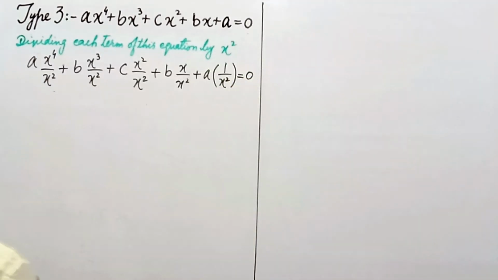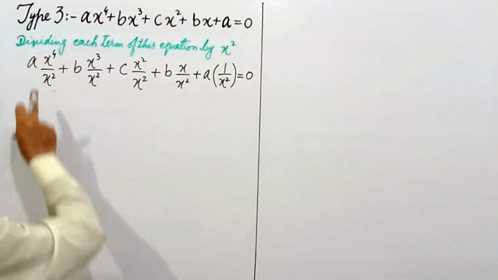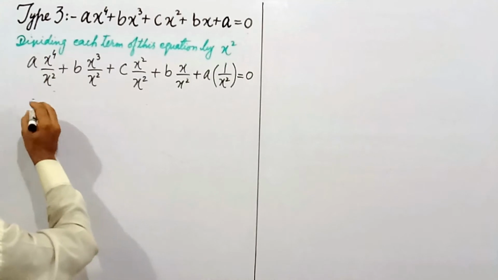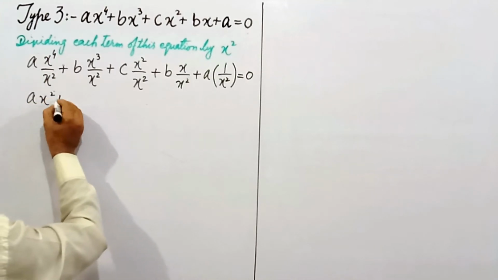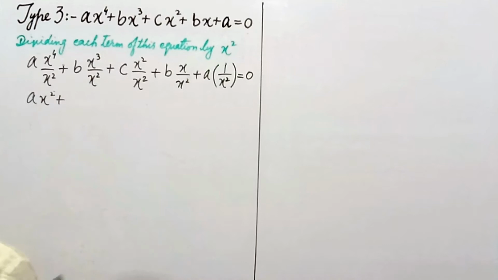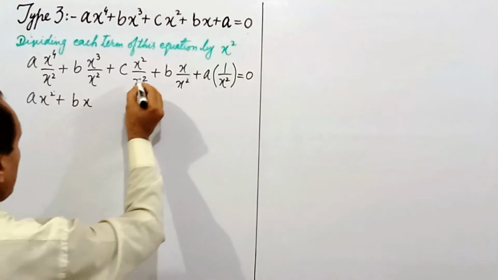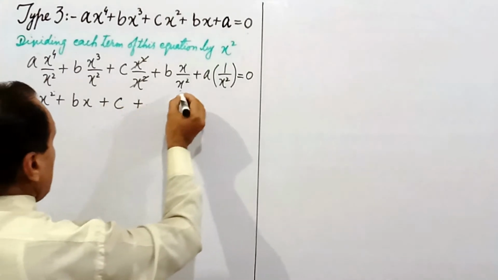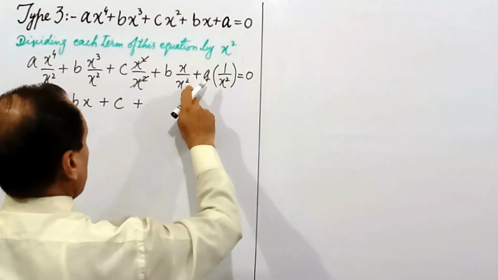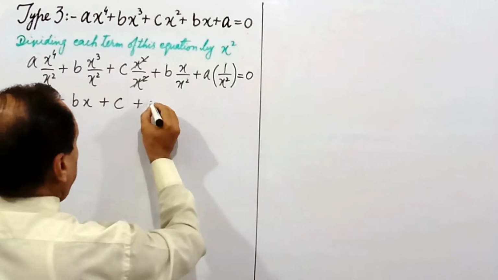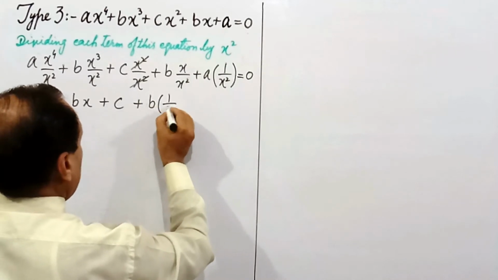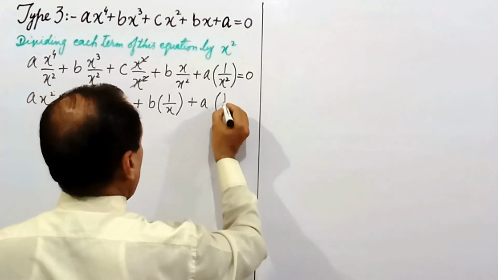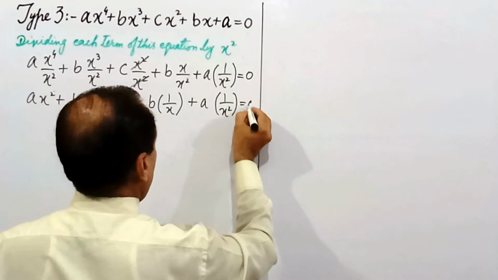To move to the next step, we apply the law of quotient of power with same base. The bases are same and the smaller power moves to the bigger one. So 4 minus 2, we have x square, a x square. In this, 3 minus 2, we have bx, and x square is cancelled by x square, we have plus c, and in this, the small power 1 moves to the denominator according to the law, b into 1 over x, we have plus a into 1 over x square is equal to 0.